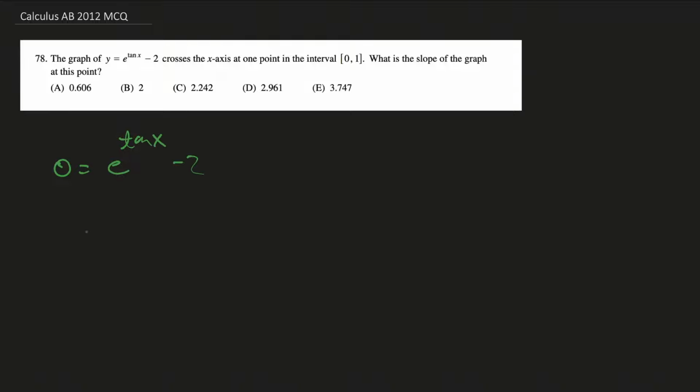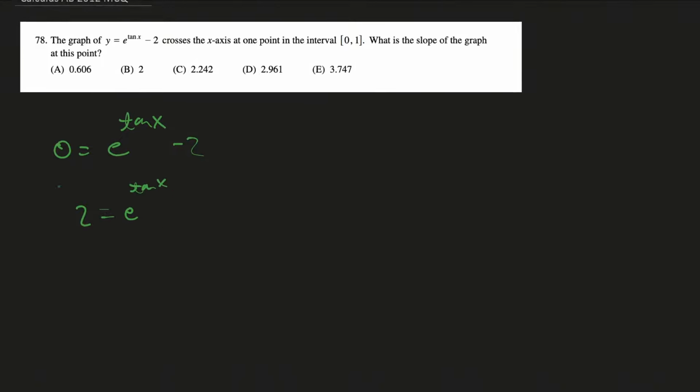e to the tan of x minus 2 equals 0, so 2 is equal to e to the tan of x. Take the ln of both sides. You get ln of 2 is equal to tan of x. And then x is equal to tan inverse of ln of 2.